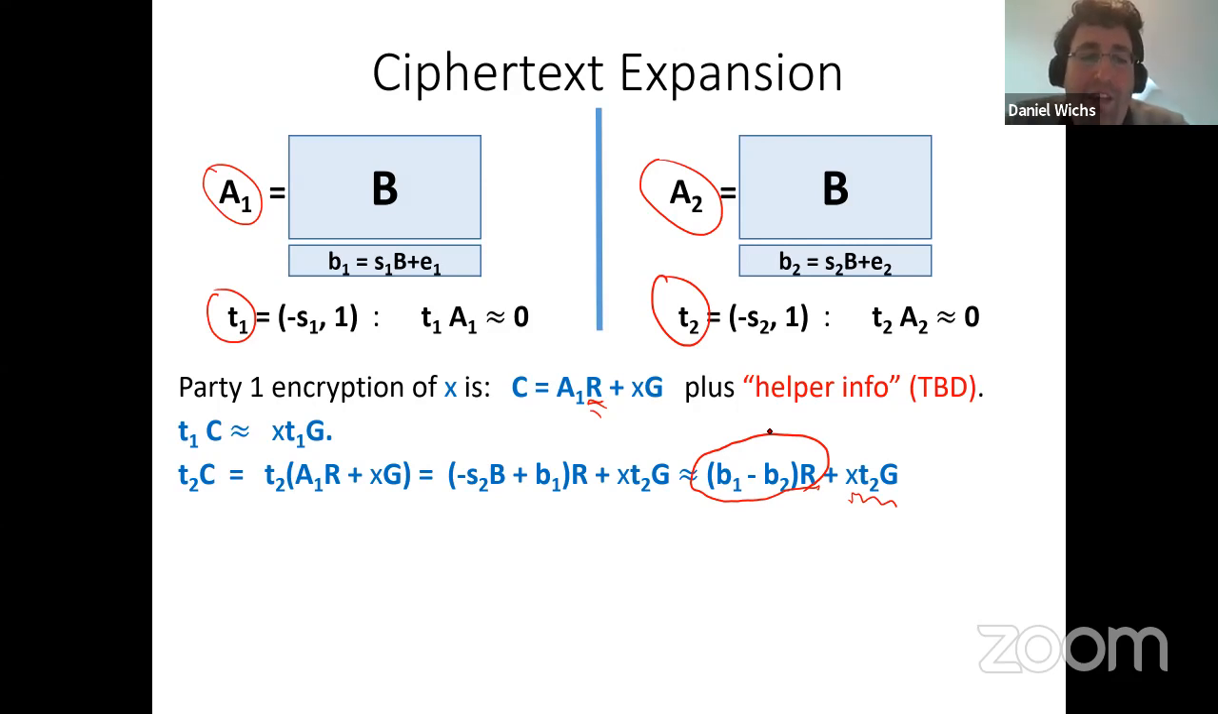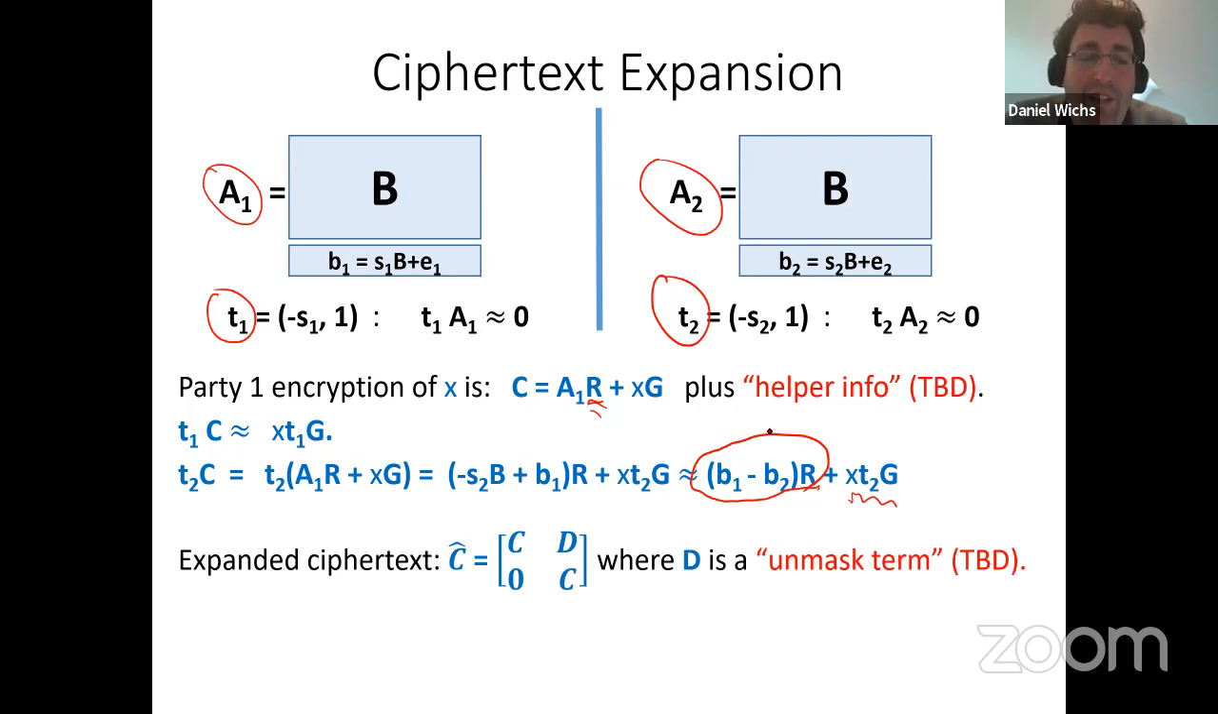So here's the idea. This gives us an idea for how to create this expanded ciphertext. So we have this ciphertext C of party 1 that decrypts correctly under its own key, and we want to convert it into a ciphertext that decrypts correctly under the concatenation of the keys. And so here's the idea how to do that. We're going to define this expanded ciphertext C hat in this way, where I'll tell you how to choose the matrix D in a second. I'll call that the unmasked term because it's going to try to cancel out this value over here.